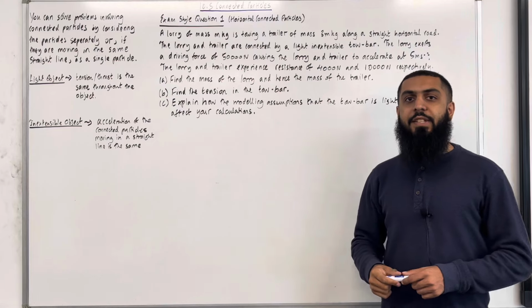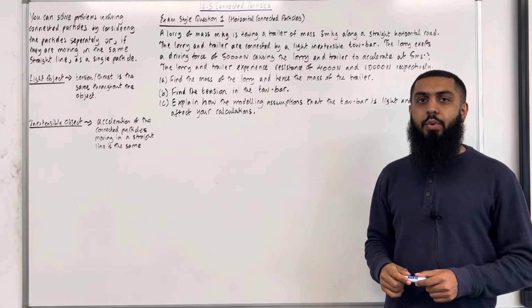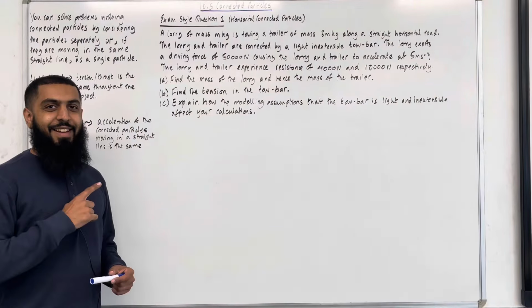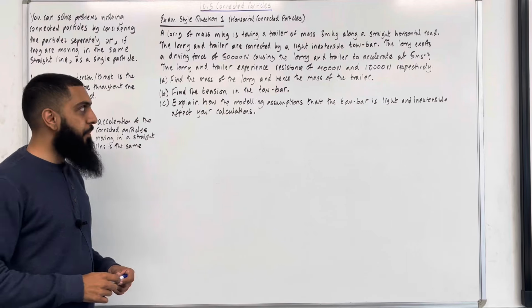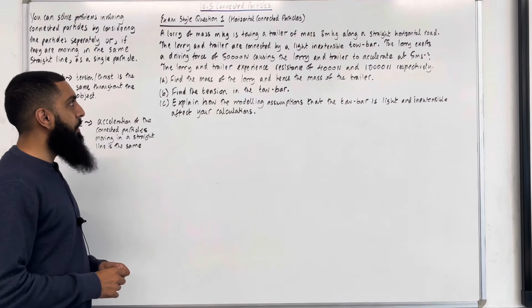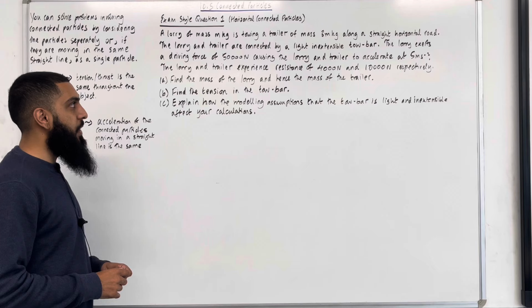I'll be implementing these key facts within 4 exam style questions. Here is exam style question 1. A lorry of mass m kg is towing a trailer of mass 3m kg along a straight horizontal road. The lorry and trailer are connected by a light inextensible tow bar.